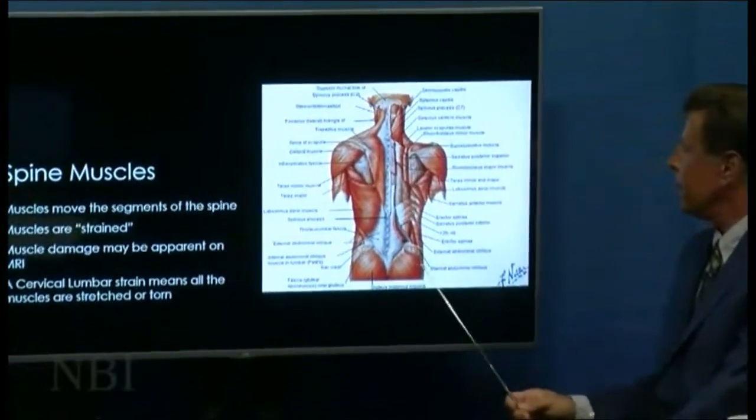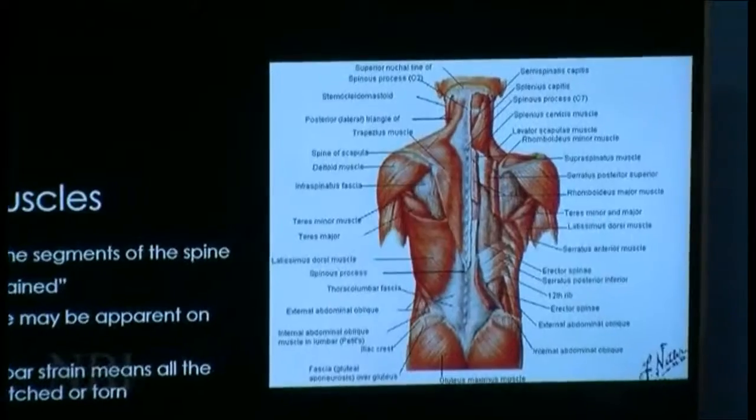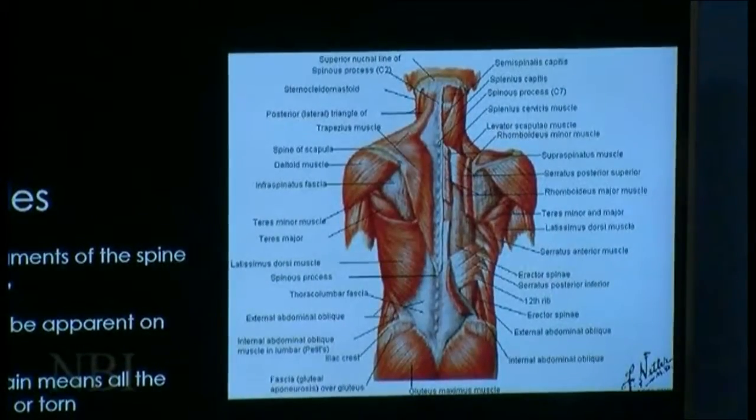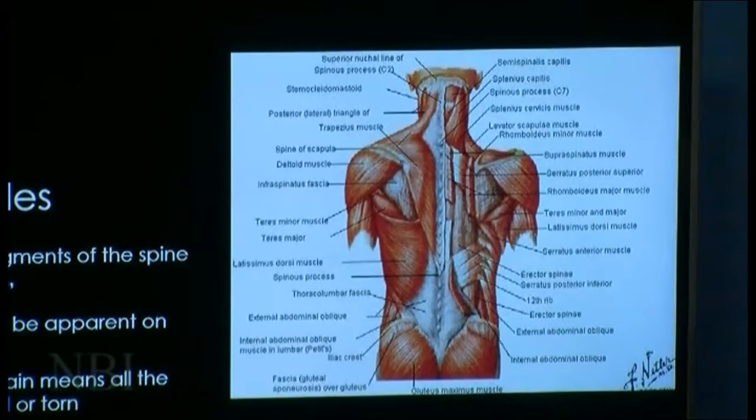So as you can see, the back muscles are rather extensive. The only reason I put this up is people kind of lump together sprains and strains. And they're two different things. Muscles are strained. Ligaments are sprained. So if you say someone has a lumbar strain, we see these things are written up all the time.